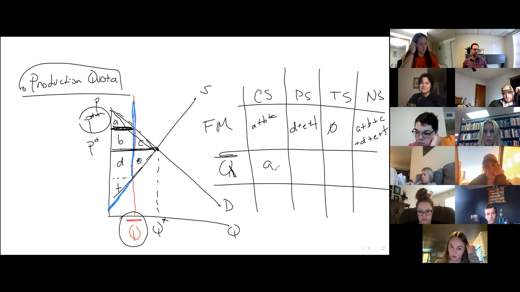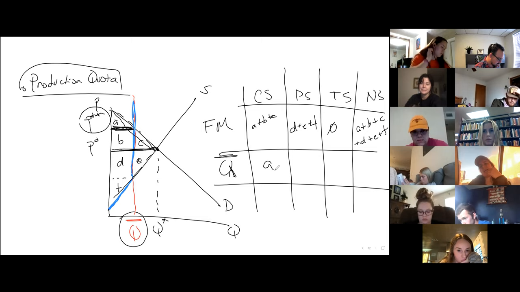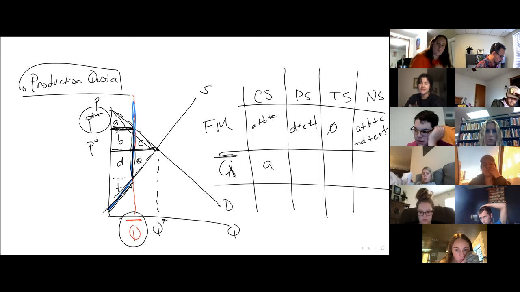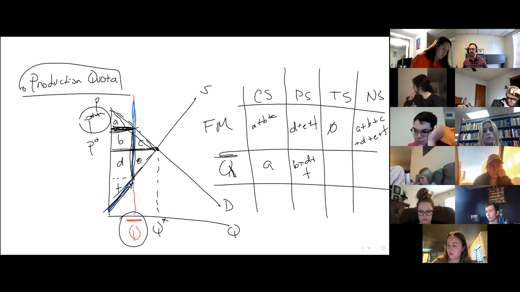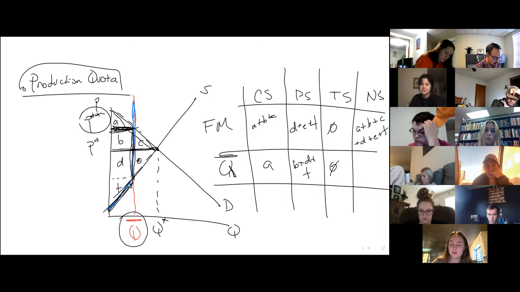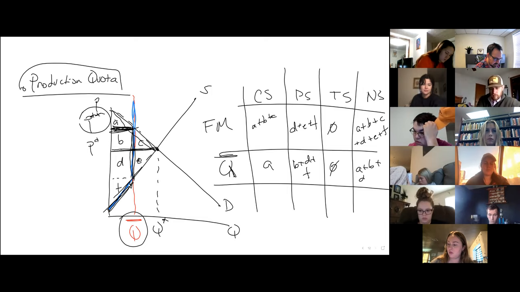How about producer surplus? BDF. B plus D plus F. That's exactly right. The area above the supply curve but below the price is B plus D plus F. Taxpayer surplus. Stop asking about taxpayer surplus. There's no taxpayer surplus. So the national surplus is A plus B plus D plus F.